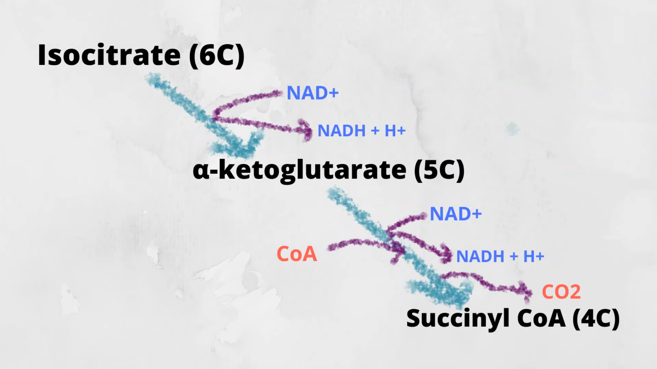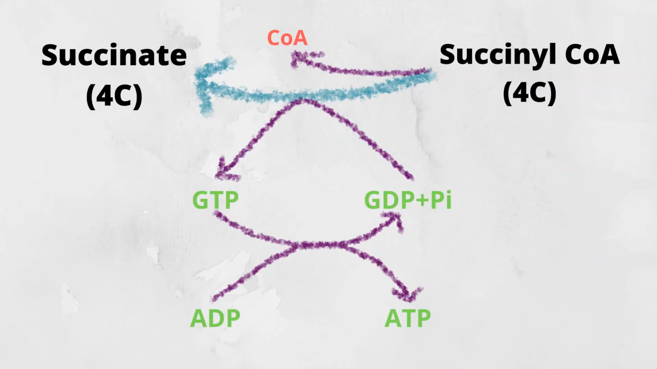Isocitrate is converted to alpha-ketoglutarate through oxidative decarboxylation. Carbon dioxide and NADH are produced. Alpha-ketoglutarate is converted to succinyl-CoA through oxidative decarboxylation. Carbon dioxide and NADH are also produced. Succinyl-CoA is converted to succinate. A phosphate group is transferred to GDP, forming GTP, which later forms ATP.